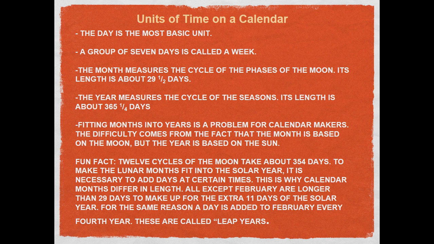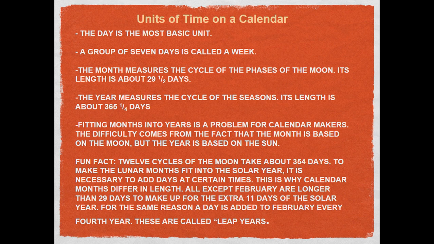So the most basic unit of time on a calendar is a day. And remember, if you think way back to grade 1, a day is how long it takes for the earth to spin around once. So to do one rotation all the way around. Then we have a group of 7 days, which is called a week, and somebody just decided that. It's not based on the earth or the moon or anything like that.